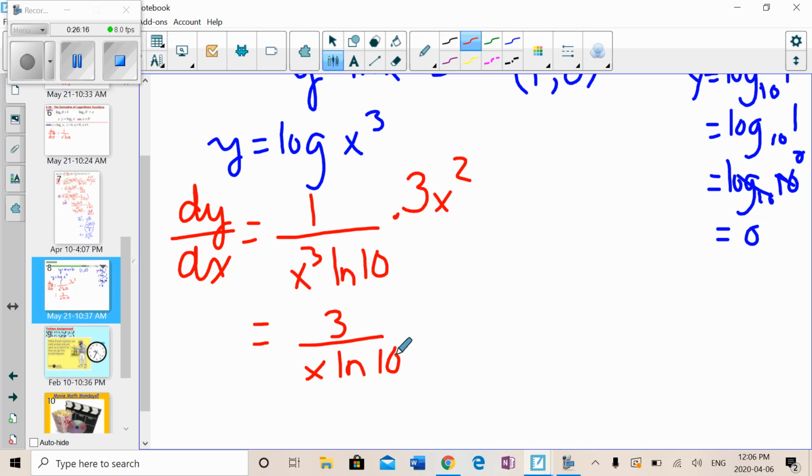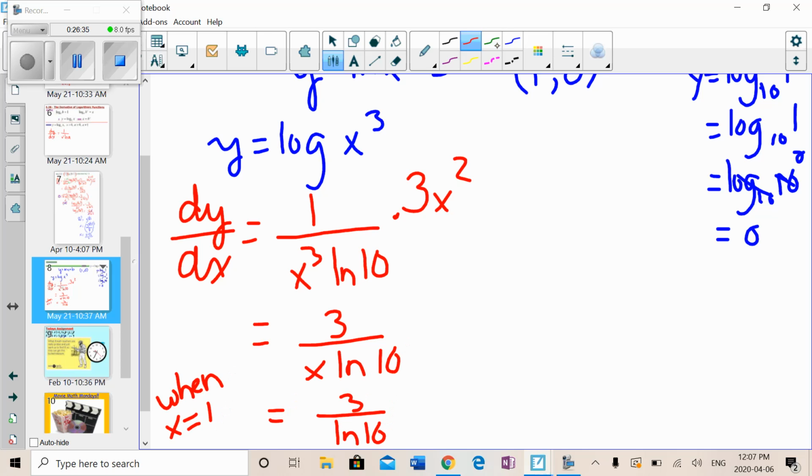And don't forget, we're going to find dy dx at 1. So when x equals 1, this is going to be 3 over 1 times ln 10, which is just 3 over ln 10. It's a 10, not a 16. Okay, and now we can find the equation.